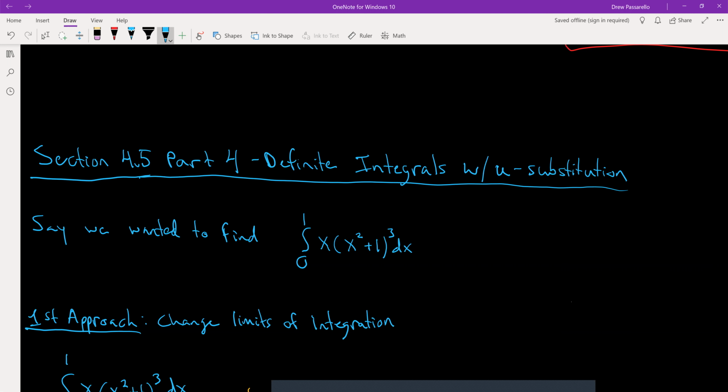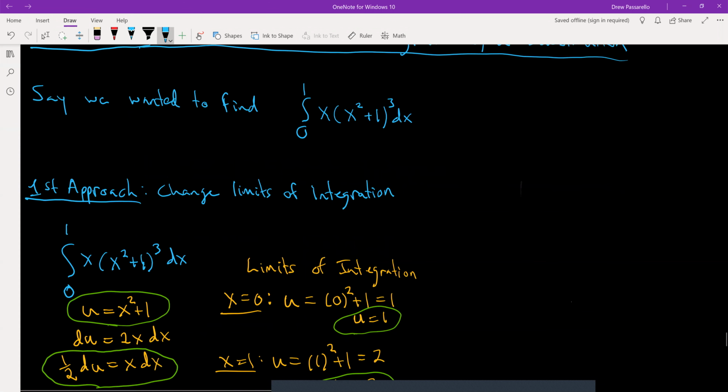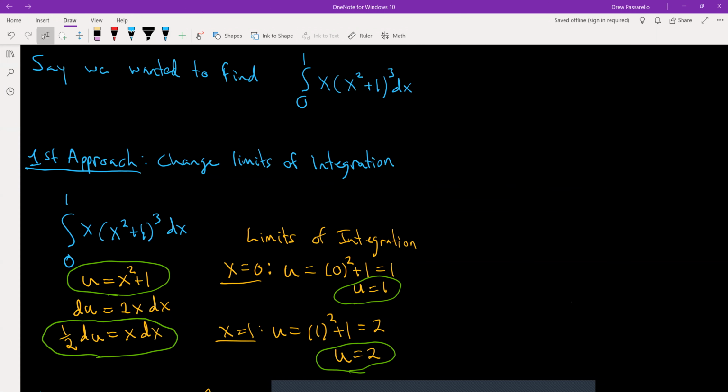So say we wanted to integrate the definite integral from 0 to 1 of x times (x squared plus 1) cubed dx. And there's two approaches you can do. I went ahead and worked it out just to show each approach. The first approach is changing the limits of integration to reflect the change of variable.